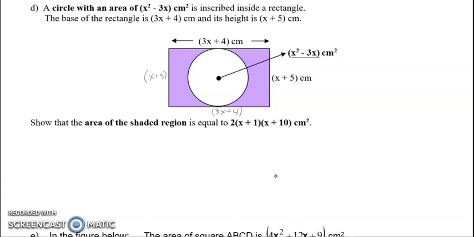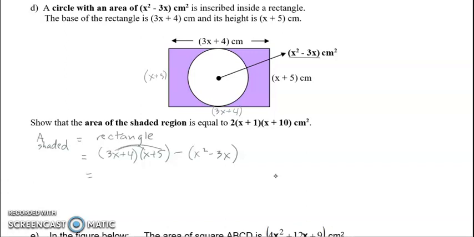So this is just another case of the area of the shaded, which is going to be equal to, you're going to take the area of the rectangle and you're going to subtract the circle. So the area of the rectangle can be calculated as 3x plus 4 times x plus 5. And the area of the circle is going to be just given x squared minus 3x. So just like we did in the previous question, we're going to expand this out and turn it into a polynomial that we're going to factor.